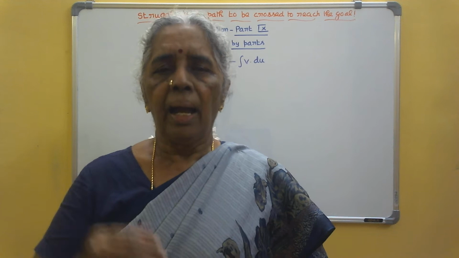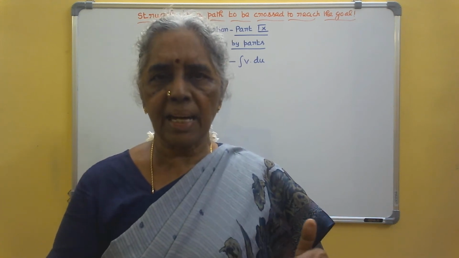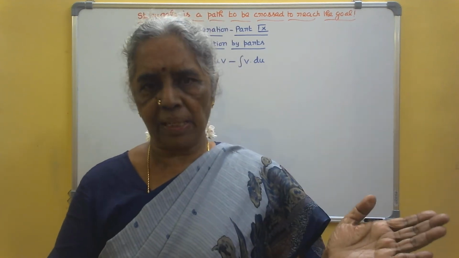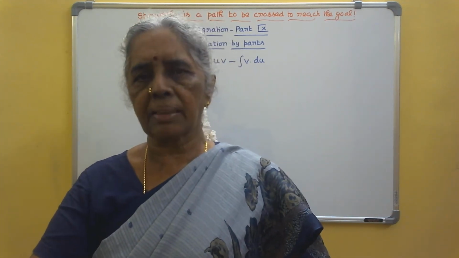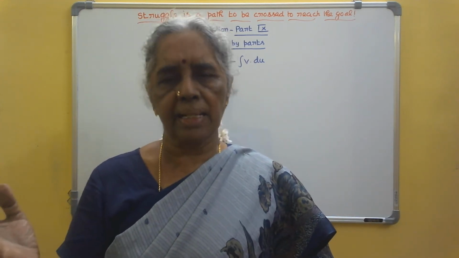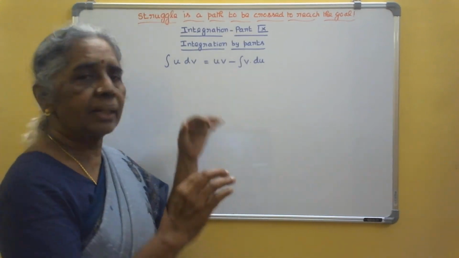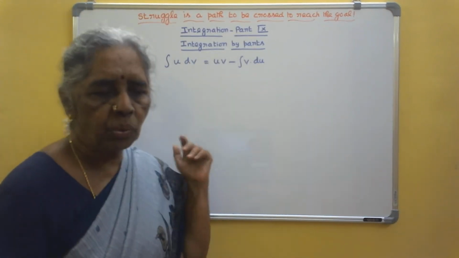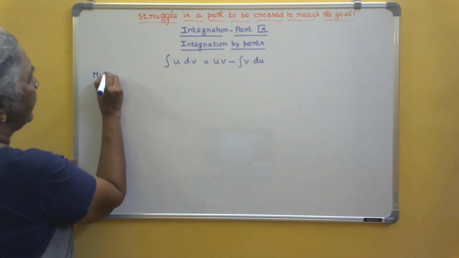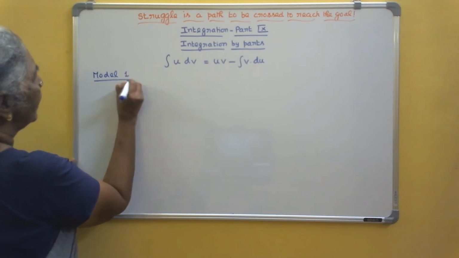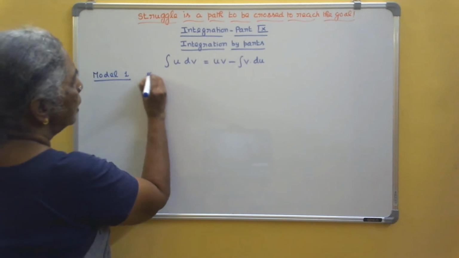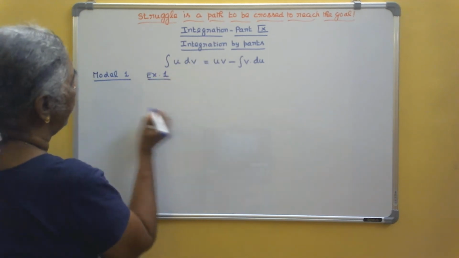As and when I do the sums, you will understand this clearly. In some books, they will give the u function as f of x and the v function as g of x, and du as f dash of x and dv as g dash of x. But this is a bit easier for us to write, so I am using this. So let me teach you model 1, that is how to integrate a logarithmic function or an inverse trigonometric function. In that I will do now the first example, that is example 1.